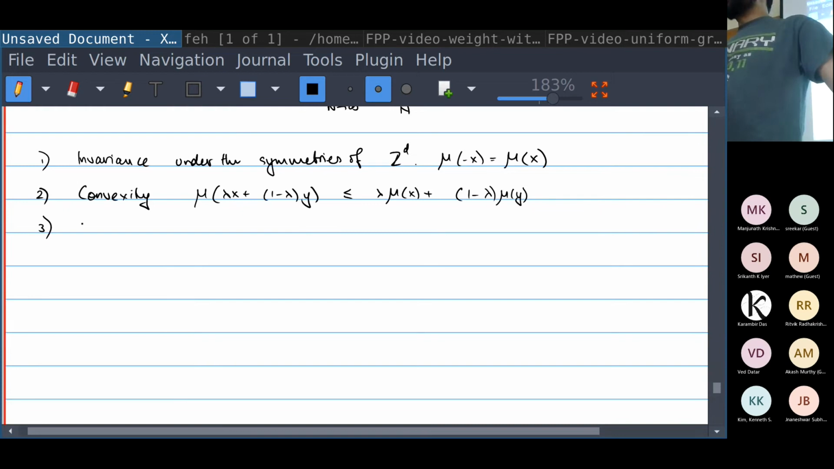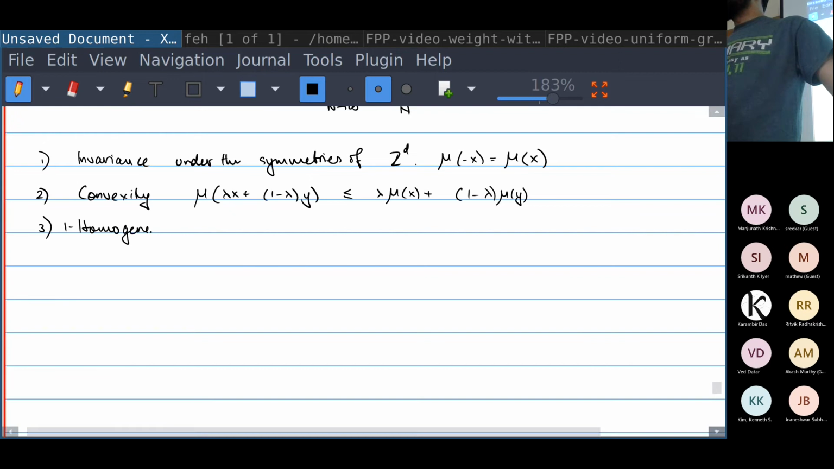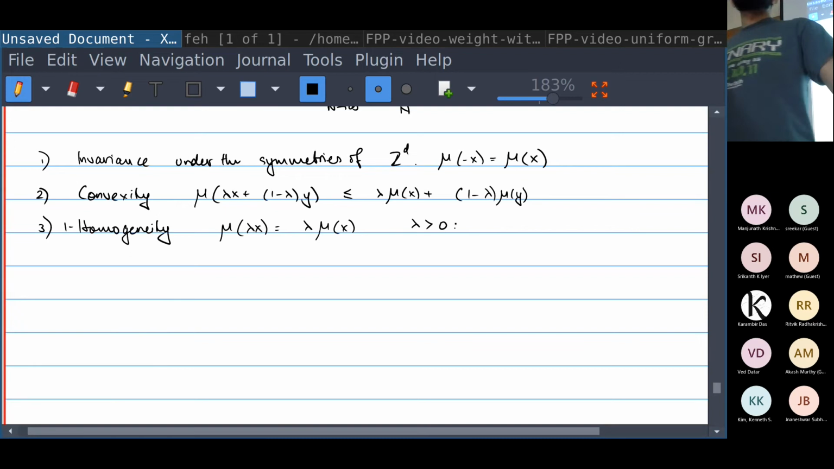And the third property is homogeneity, which is mu of lambda x, and that's equal to lambda mu of x. All of these you can read off from the definition.